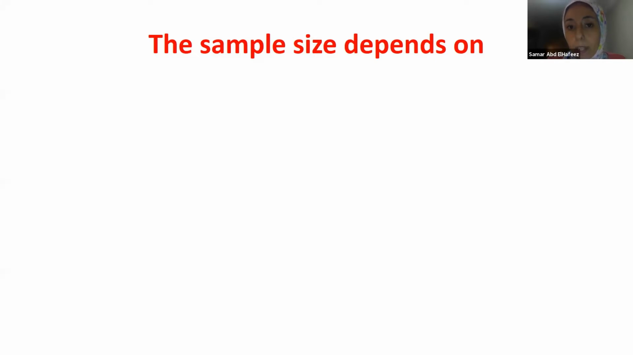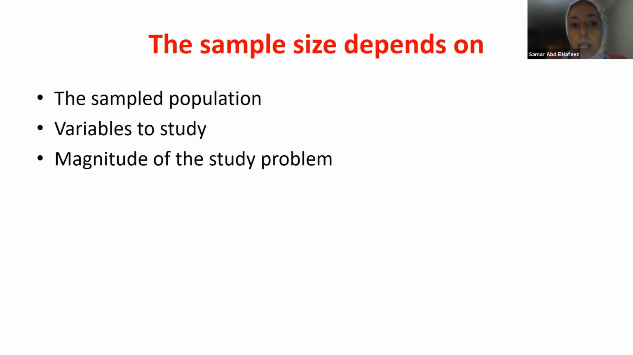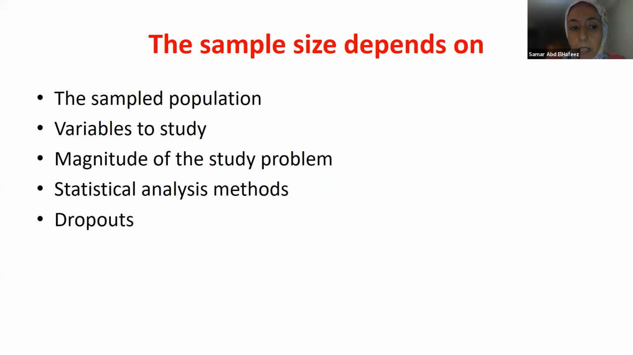This is because the sample size calculation depends on the sample and the population, and of course the researcher is the one who could determine what population he wants to test, the variables to study, the magnitude of the study problem, the different statistical analysis methods, if I have dropouts, and the different facilities. Let's take it one by one and have an example for this.